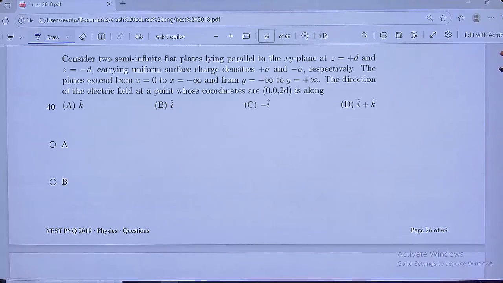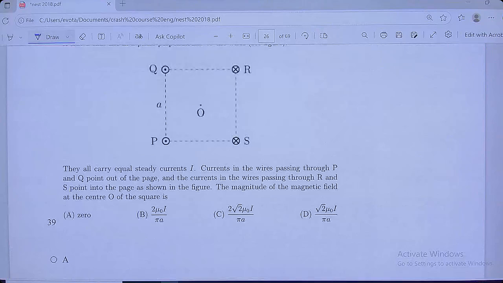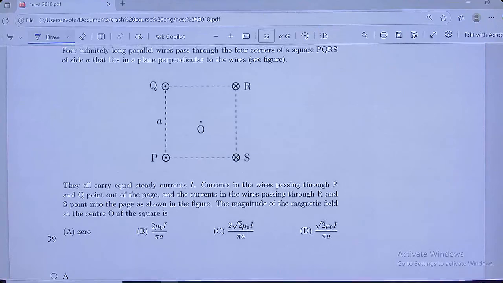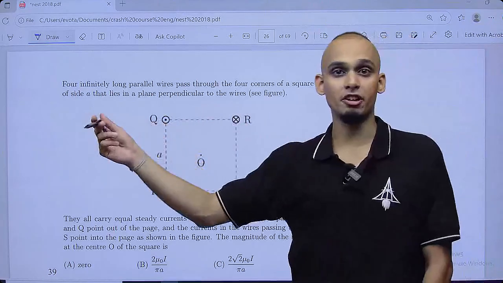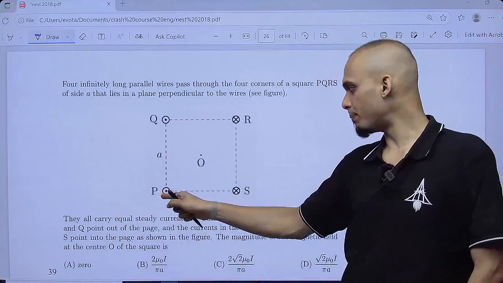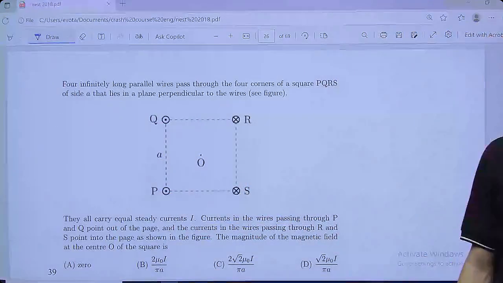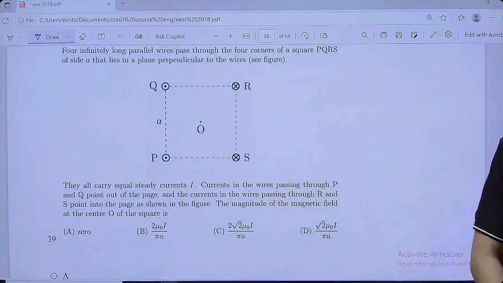Let's look at the next question. Oh, this is the next question. No? This was the next question, right? So we have been given four wires. Q wire comes out of the plane of paper. R wire goes into the plane of paper. T and S also have corresponding behavior, right? We have been given that all of them carry the same current I.